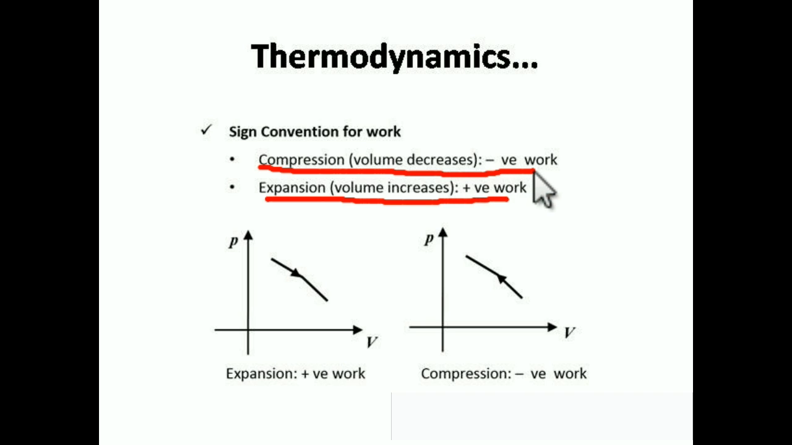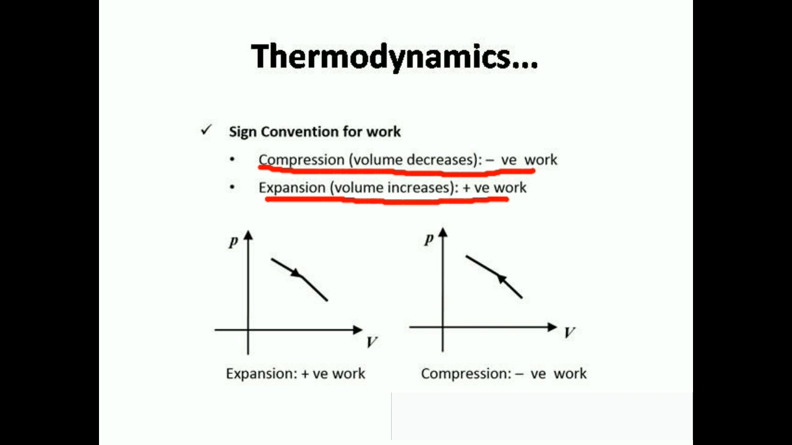And in chemistry, the sign convention is just opposite to this. That means if there is an expansion from here to here, the volume is going to expand, so the work done is positive in physics. And in the compression, if the volume is going to decrease, then the work done is negative. Okay, so this is for work done.